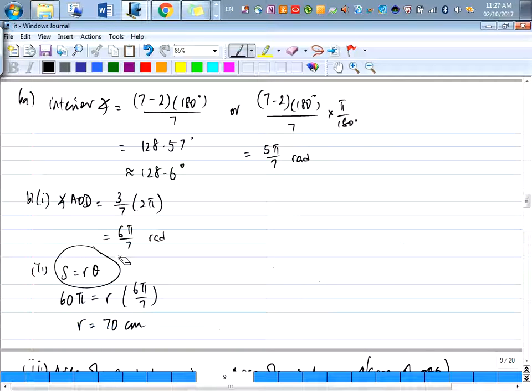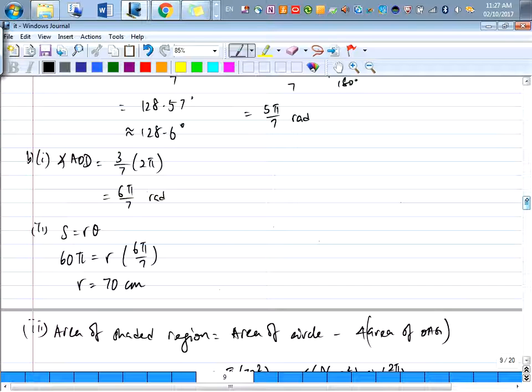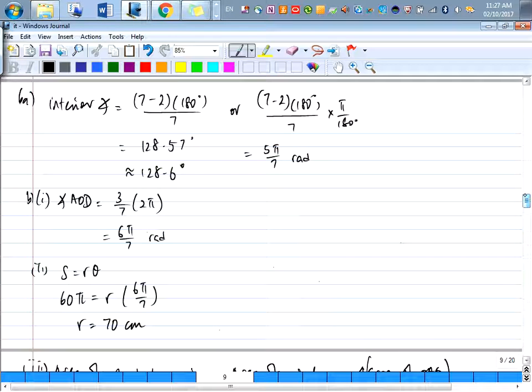So from here, substitute, solve for the only unknown, which is your radius, 70 centimeters. Now, area of the shaded region. Many different approaches you can take. So, what's your plan? What's your plan for finding the area of the shaded region? Dennis?